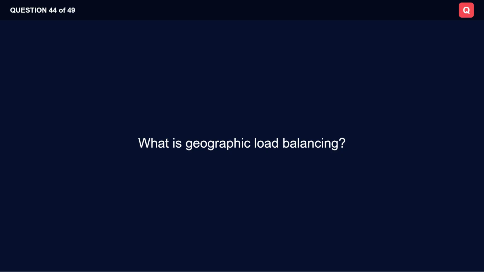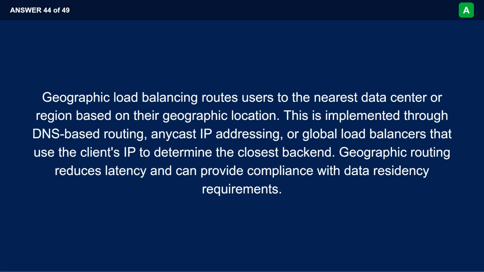What is geographic load balancing? Geographic load balancing routes users to the nearest data center or region based on their geographic location. This is implemented through DNS-based routing, Anycast IP addressing, or global load balancers that use the client's IP to determine the closest backend. Geographic routing reduces latency and can provide compliance with data residency requirements.